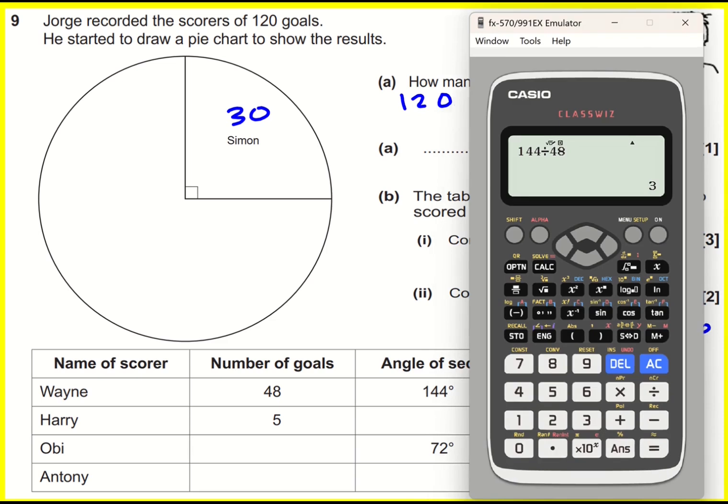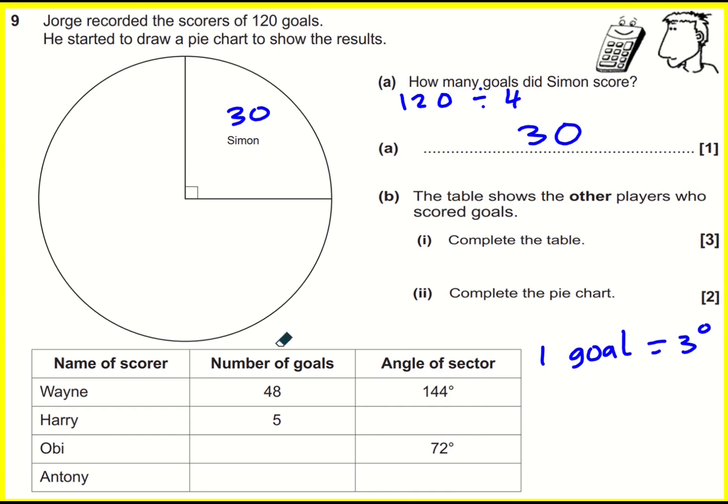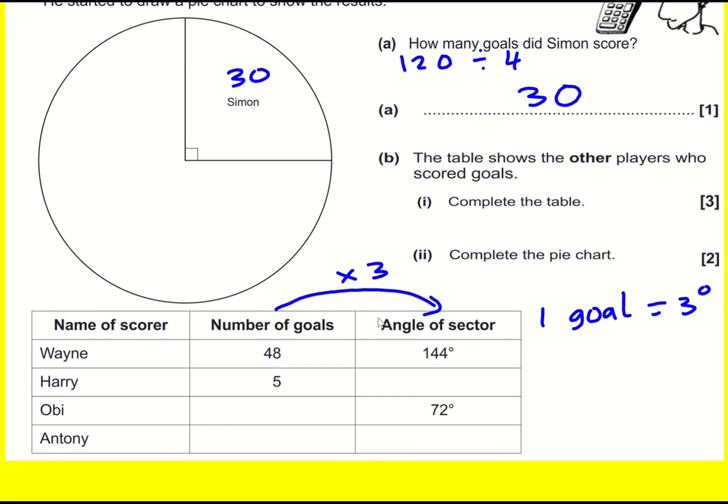We could actually get that from the very start of the question as well, because the whole amount in the circle is 360 degrees. There's 120 goals. We can divide them, get 3 that way. What that means is going from goals to the angle of the sector. By the way, sector just means that, like, one of these is a sector. It's just going from the center like that, right? To go from here to here, I'm going to times by 3. And actually, to go the other way, I'm going to divide by 3.